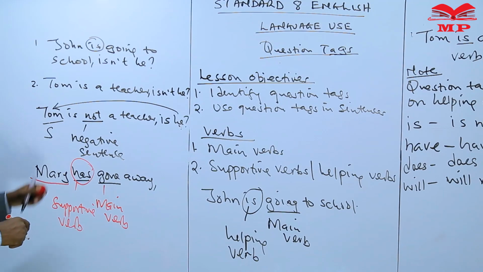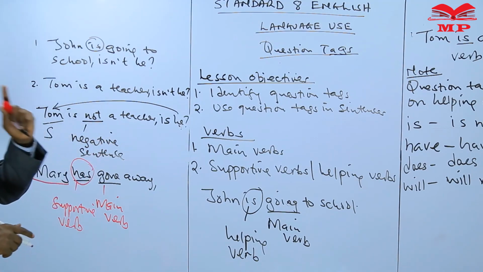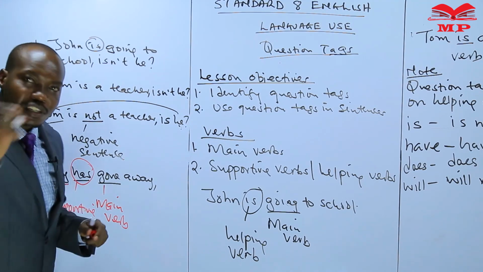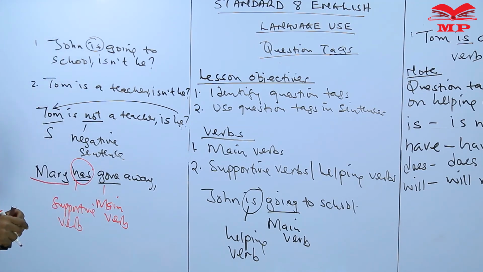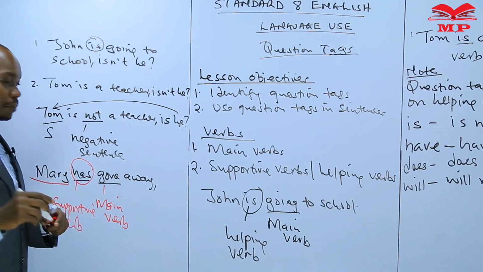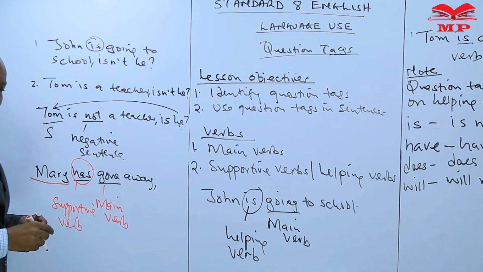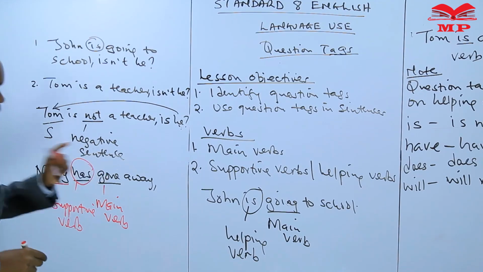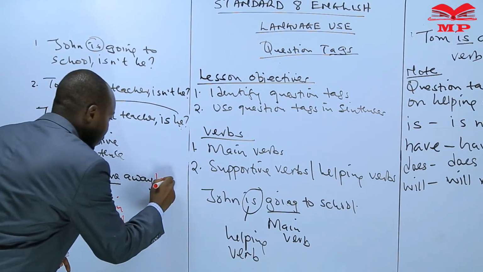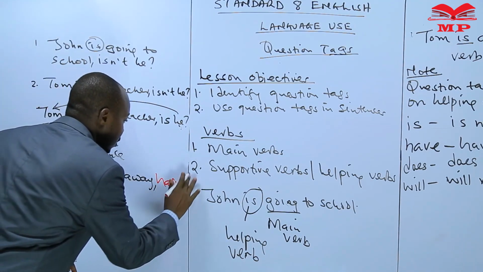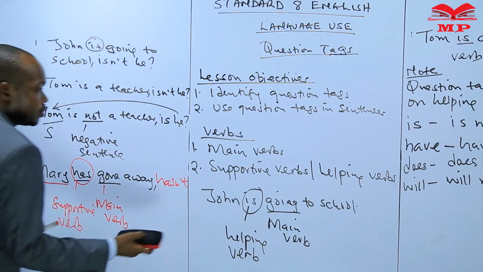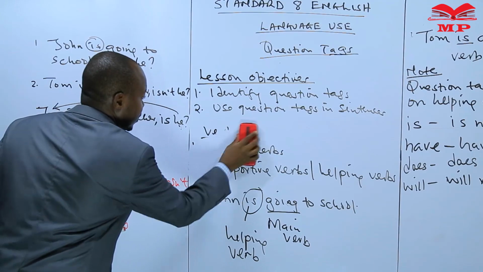Okay? Mary has gone away. Remember again, I said, if the sentence is positive, you give a what? A negative tag. And how to give a negative tag? By using not. All right? Mary has gone away. We shall have, hasn't she? This space is not enough. Allow me to erase this part, okay?